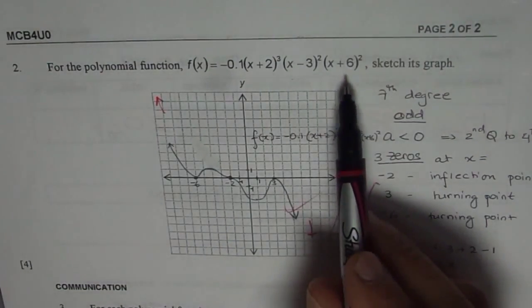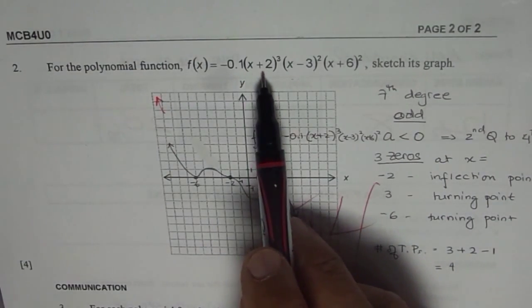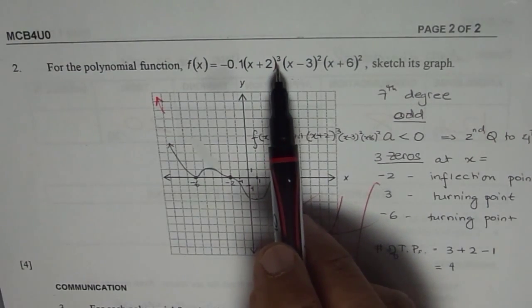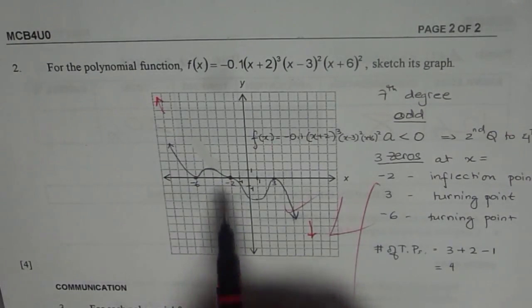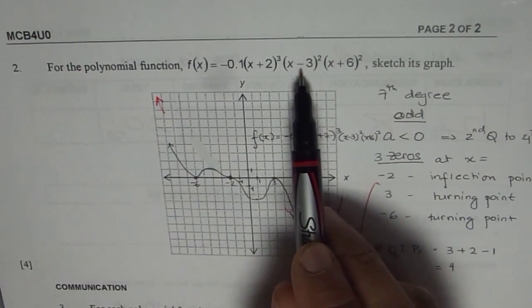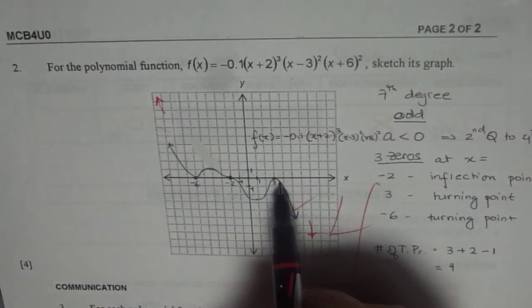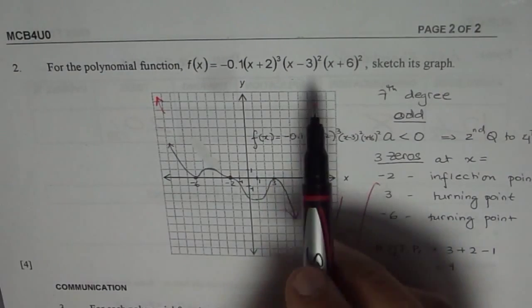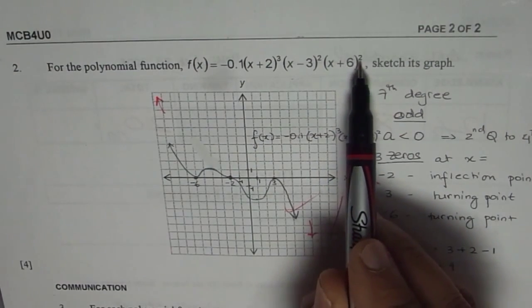Now let's see the zeros along with its multiplicity. This zero is at minus 2 and it is cubic in nature. So at minus 2 we'll make a zero which is cubic in nature. Then we have a zero at 3 which is quadratic in nature. Order is 2 or multiplicity is 2. So at x equals 3 we have multiplicity or order of 2. It is quadratic in nature. And at x equals minus 6 we have a zero which is of order 2. So it will be quadratic in nature.